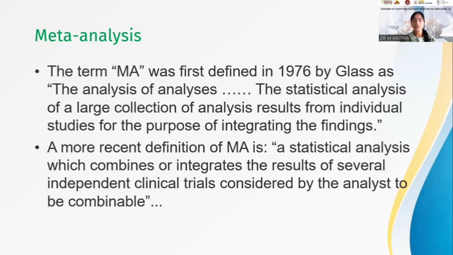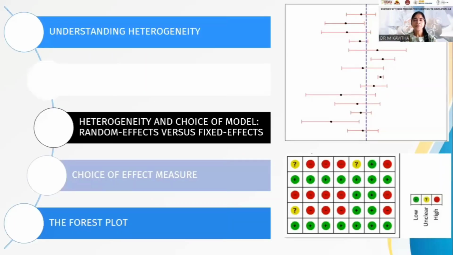Meta-analysis follows a systematic review. Data from individual studies may be pooled quantitatively and reanalyzed using established statistical methods. These are all the steps. First of all, we have to understand the heterogeneity. Then the tests for heterogeneity. If it is high, then it is not suitable for meta-analysis. And then finally, we have to form a forest plot.